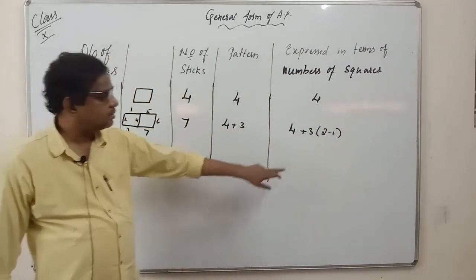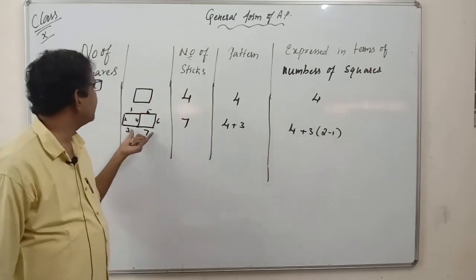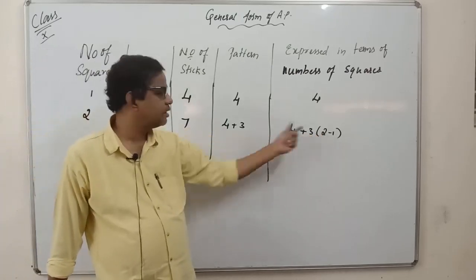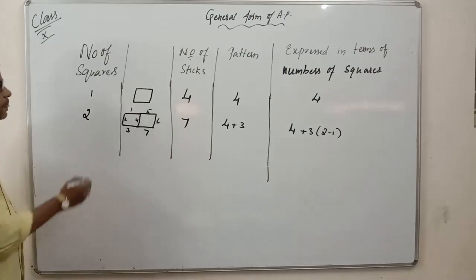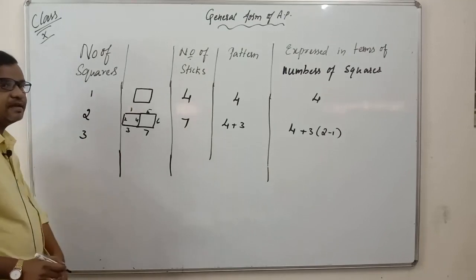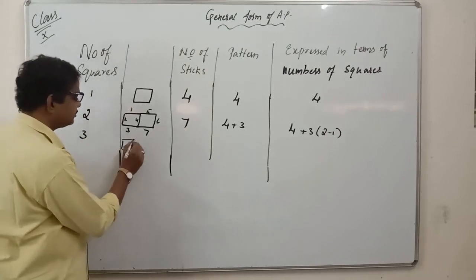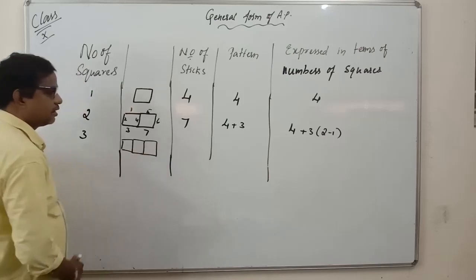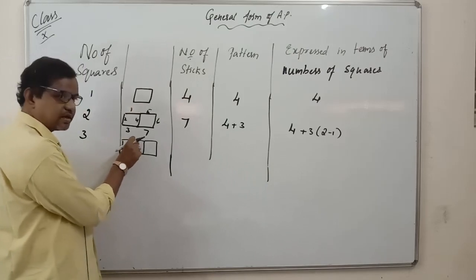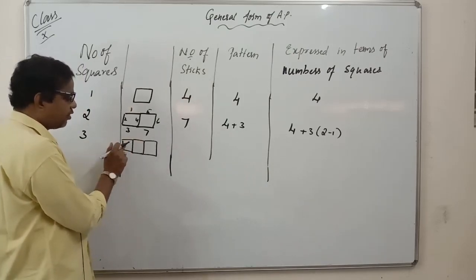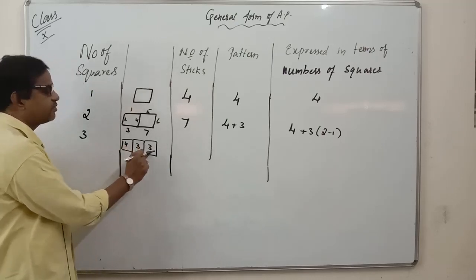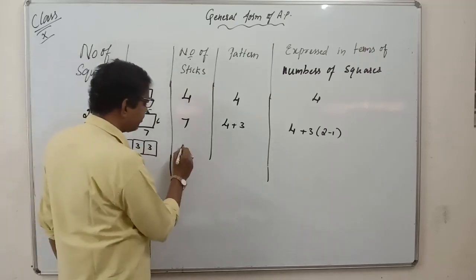Or totally 2 squares are there. In 2 squares we are taking 1 square outside, that is 2 minus 1. Totally 7 are there. If we take the next one, the third one, how many squares do we need here? We need 3 squares here, 1, 2, 3. Now in these 3 squares how many sticks are there? First one is 4, second one is 3, next one is 3. 4 plus 3, 7. 7 plus 3, 10.